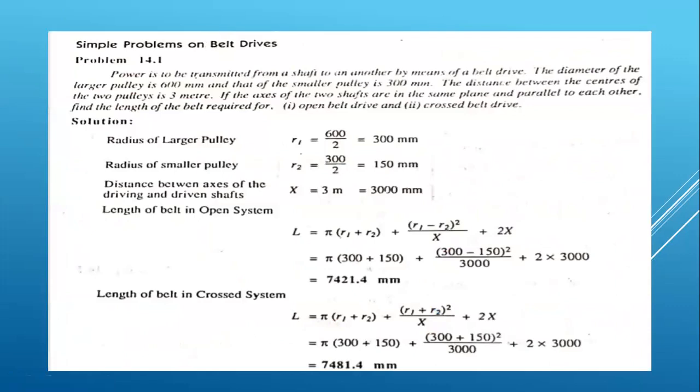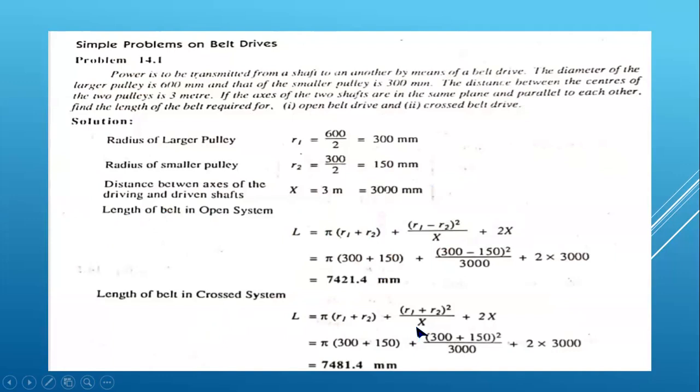Next, come to the point. In this problem, you have to calculate the length of the belt in case of open belt drive. In the problem itself, you have the diameter of the larger pulley, the diameter of the smaller pulley, and the distance between the two centers of the pulleys. So you can substitute the values in the open belt drive and the cross belt drive. If you substitute R1, R2 and X in this equation, you will get the length of the belt in case of open belt system.